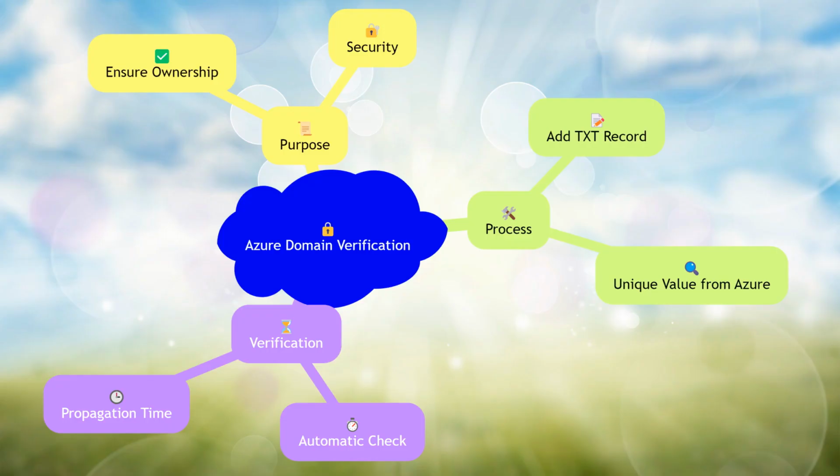Azure requires verification of domain ownership to ensure that you have the right to map the custom domain. This is done by adding a TXT record to your domain's DNS settings. The TXT record contains a unique value provided by Azure. Once added, Azure will automatically verify the ownership. This process may take a few minutes to propagate.